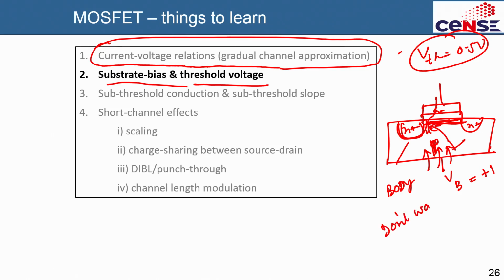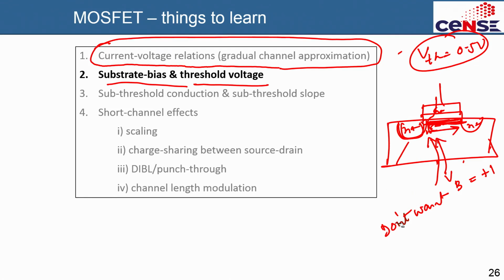We do not want this substrate to inject carriers, electrons, and then holes, which will go here and affect the channel. Because then your substrate will also feed electrons and will also be a channel, and that will be defeating the purpose of the MOSFET.